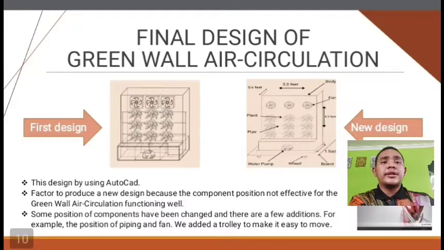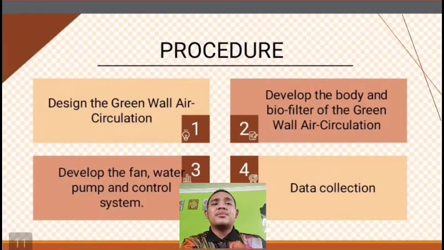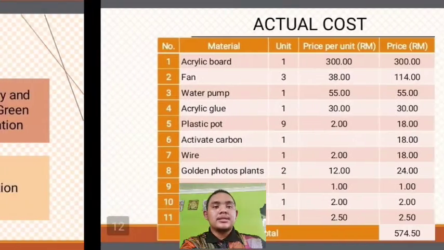Some positions of components have been changed and there are a few additions. For example, the position of the piping and fan. We add the trolley to make it easier to move, and we add the wiring to the water pump and fan. The material we use to filter dirty air is the golden pothos plant species, because this plant is able to filter dirty air naturally. And now we talk about how we collect the data. The tool we use is a CO2 meter that is able to detect the amount of carbon dioxide around us.